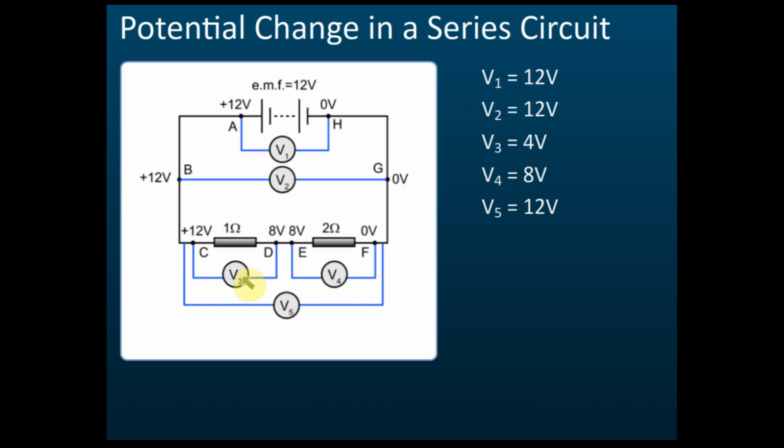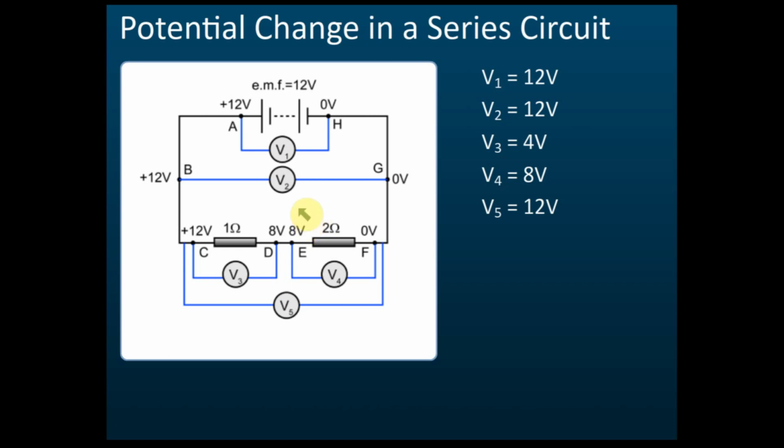But if you connect the voltmeter from C to D, what's the reading of the voltmeter? It will be 4 volt. Why? Because the difference is 12 minus 8. The difference is 4 volt. Okay, so 4 volt. If you connect it from E to F, you will get 8 volt. That is potential difference. Potential difference is the difference of the potential.